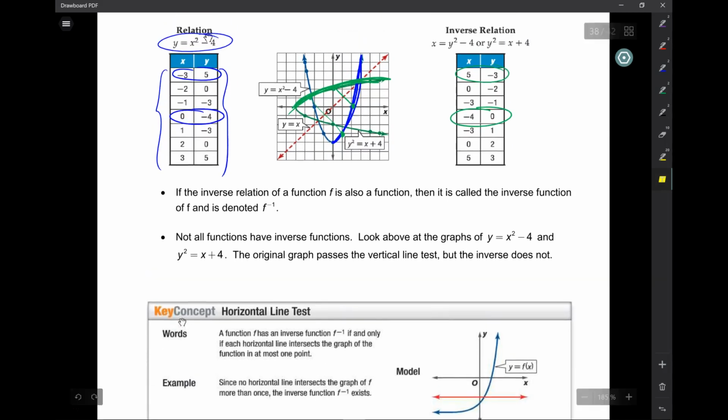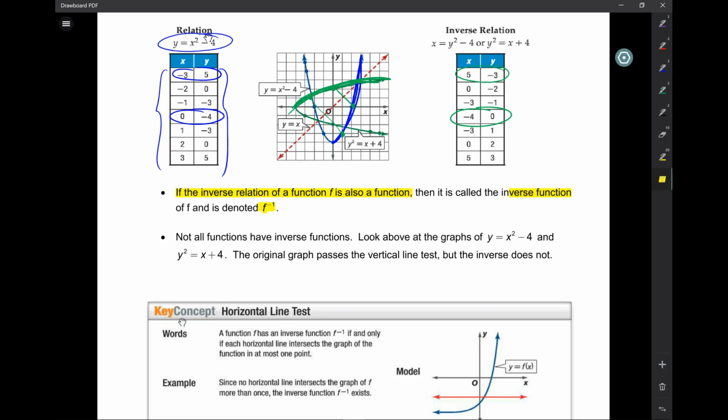If you find the inverse of a function, and the inverse is a function, how do we know if something is a function? What test does it pass? The vertical line test. If the inverse of a function is also a function, then it is called the inverse function, and we call it f inverse like this. If the inverse of something is not a function, then we can't call it f to the -1. Again, we're going to touch on all of these in more detail.